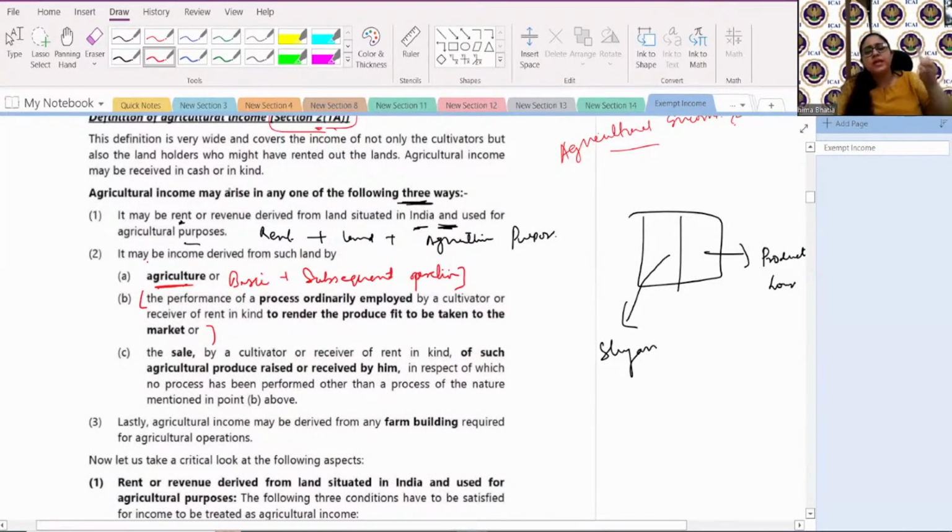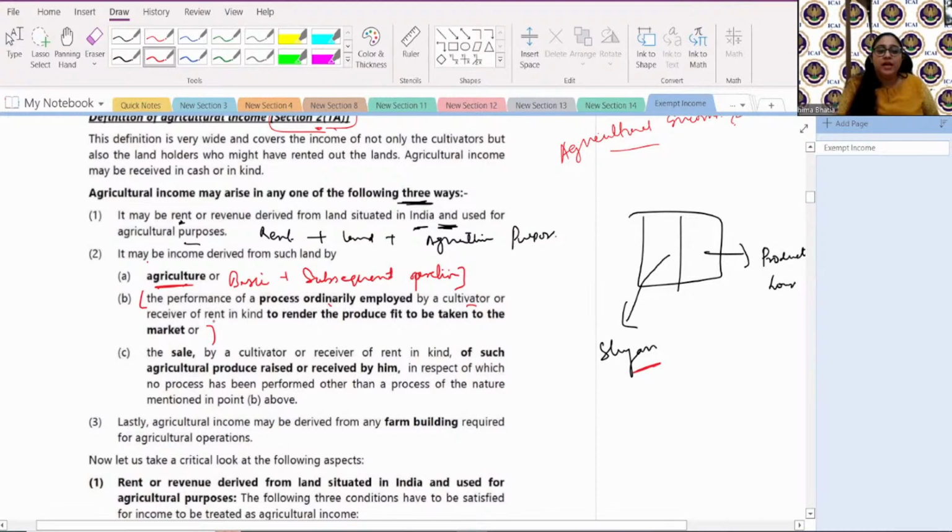Then we understood any income derived from agriculture. In agriculture, basic and subsequent operations both. Next is income derived from such land, from such land by performance of process ordinarily employed, process ordinarily employed by a cultivator. Cultivator here means a sham, or receiver of rent in kind.